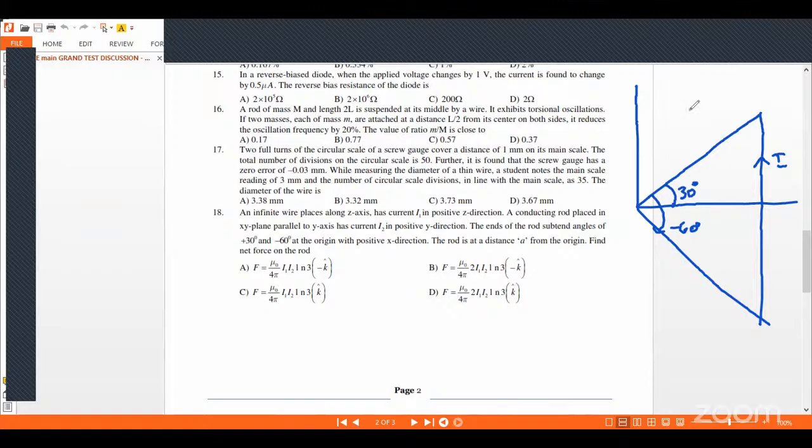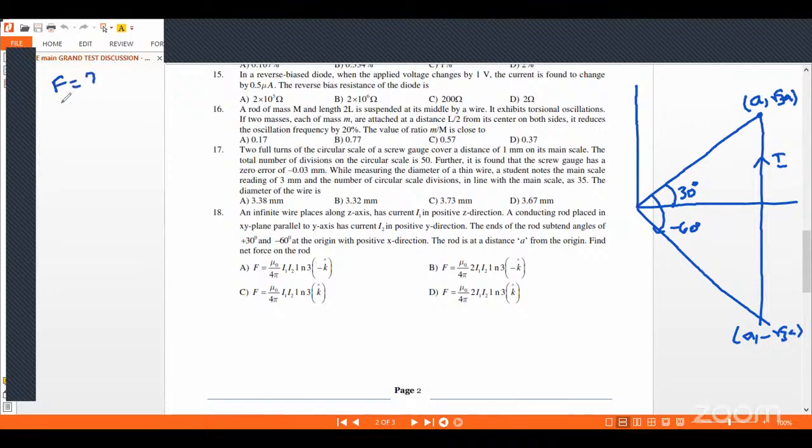Here we can write the coordinates as a, root 3 a at the top, and a, minus root 3 a at the bottom. Okay? Fine. The rod is at a distance a. We need to find the net force on the rod.